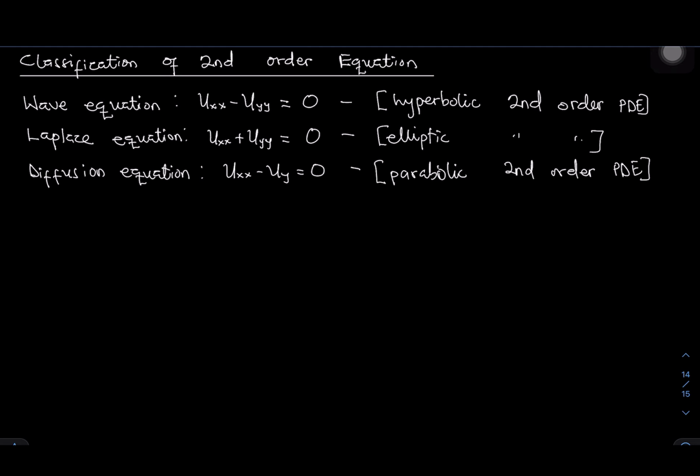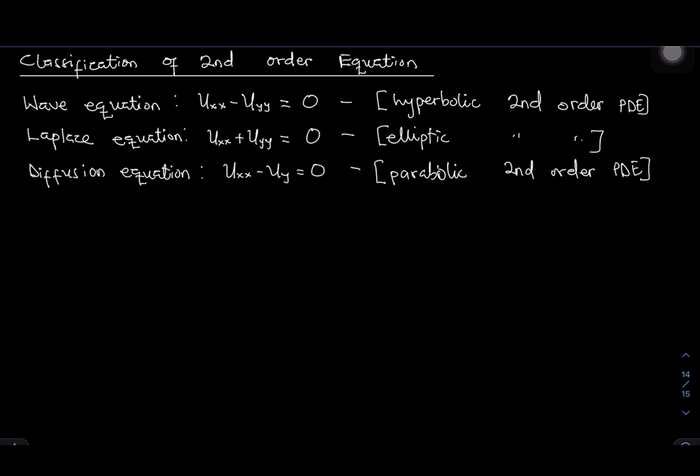And why do we want to talk about classification of second order partial differential equations? There are three main second order partial differential equations, of which all other second order partial differential equations follow. We have the wave equation, the Laplace equation, and the diffusion equation. Every second order partial differential equation looks like one of these. The reason we do this classification is that if you know the class of a second order partial differential equation, you can solve it as the corresponding known equation.